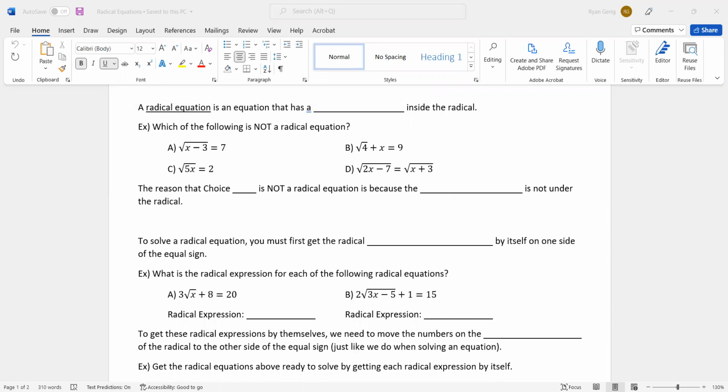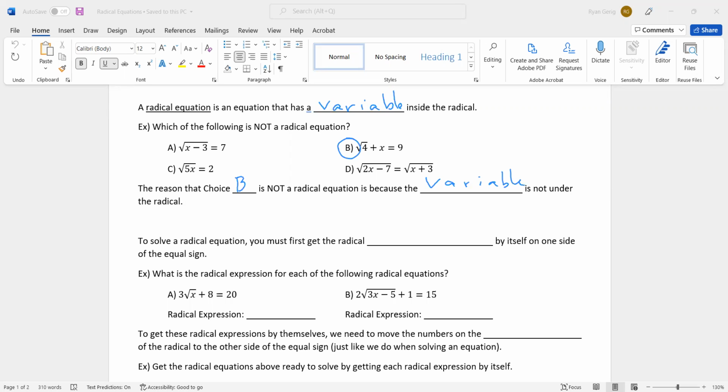A radical equation is an equation that has a variable inside the radical. So real quick, I want you to take a look at this first example. Which of the following is not a radical equation? A, B, C, or D. The reason that choice B is not a radical equation is because the variable is not under the radical. Square root of 4 is just 2. You can just get x equals 7. You don't need radicals to do this one. All the other ones are radical equations.